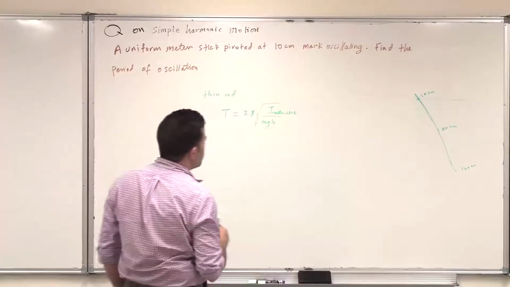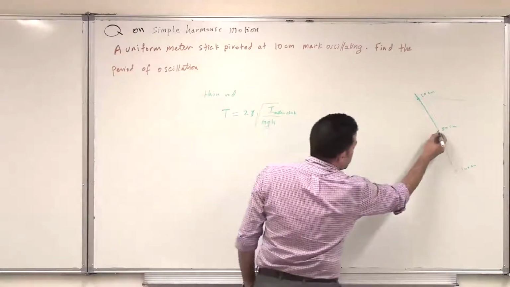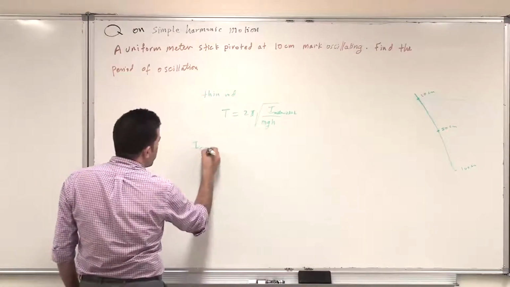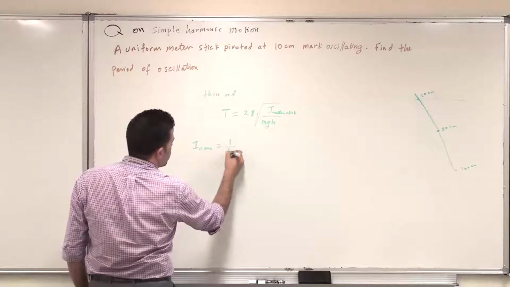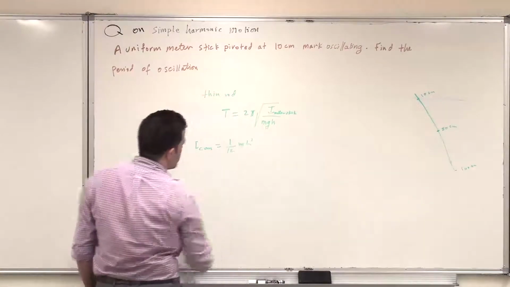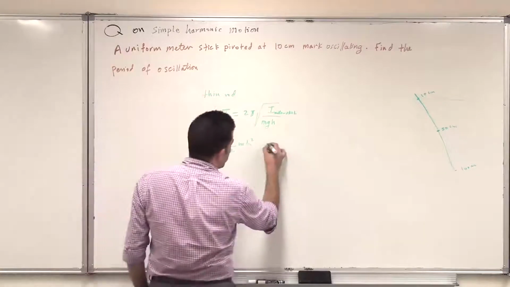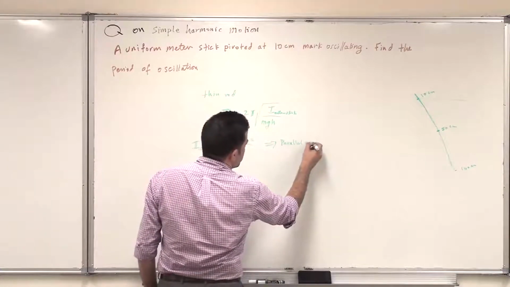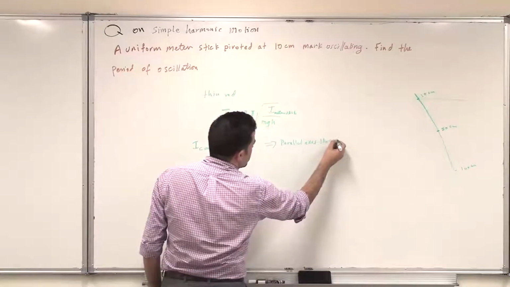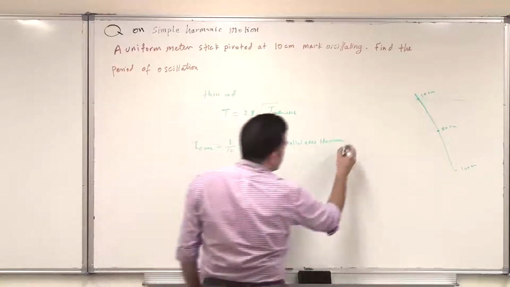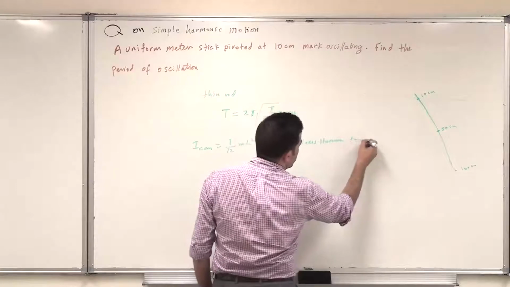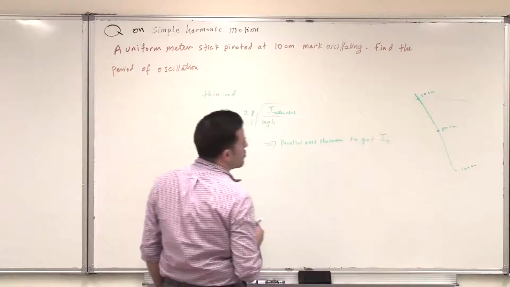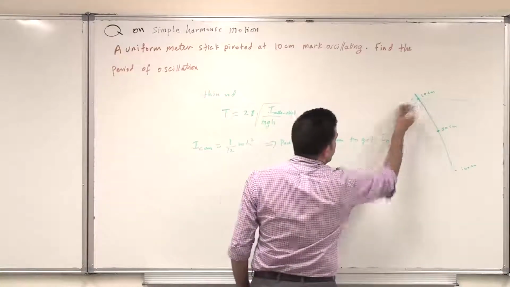So relative to the pivot point here, we know the rotational inertia relative to the center of mass. So I, center of mass, of the thin rod is 1/12 ml square. But we can utilize what's called the parallel axis theorem to get the rotational inertia I relative to the pivot point. We'll call it O here, the pivot point.